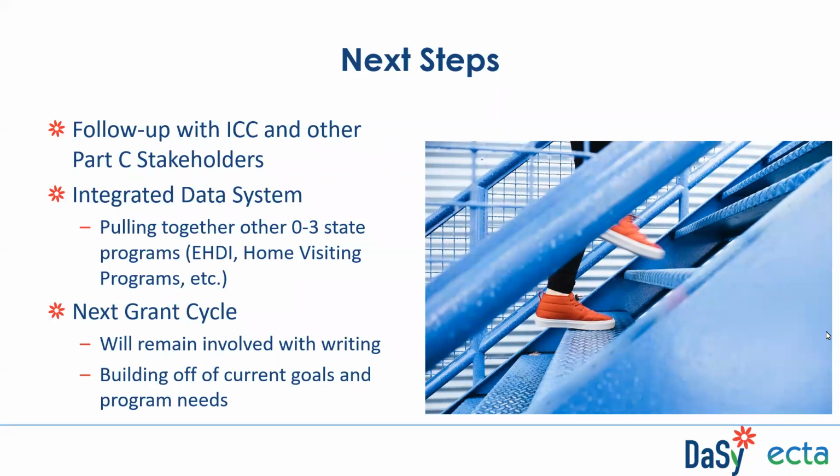Another of our next steps is working on that ECIDS, the integrated data system. That means pulling together birth to 3 state programs, EDI, the early hearing detection intervention, other home visiting programs that we have, Healthy Families, childcare data, anything that we're able to pull into that system, so we can start to really track and compare those kids that come into early intervention and how they move through our system into Part B and into the school system from there.